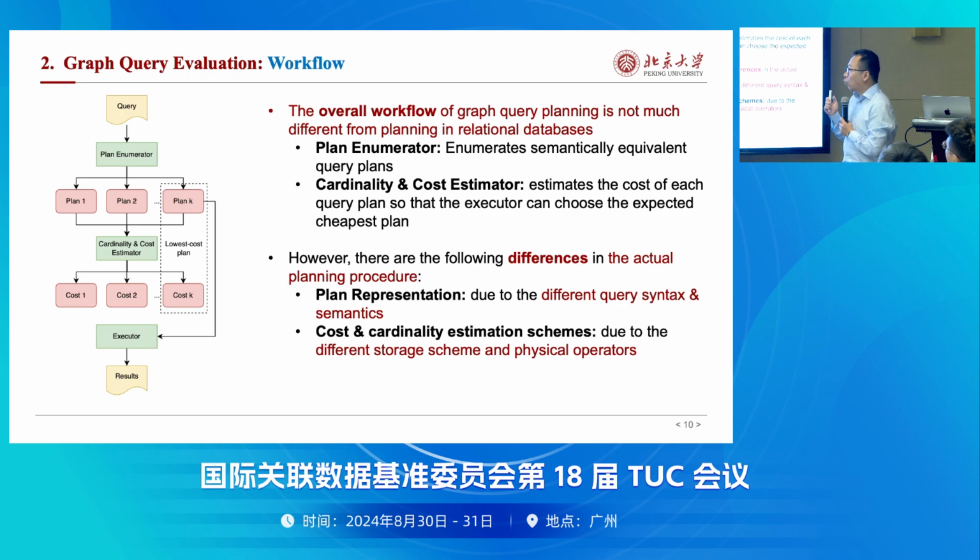So for graph query evaluation, the overall workflow, I think, is similar to the traditional relational database. The first part is the plan enumerator.